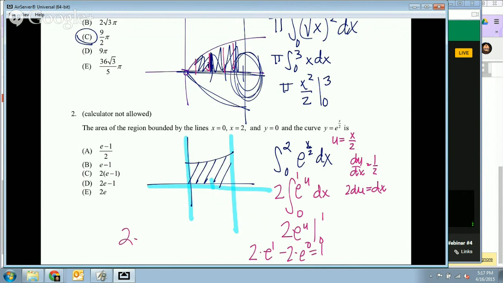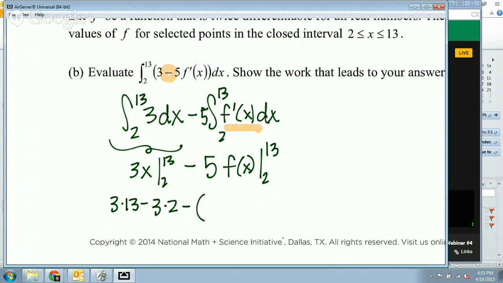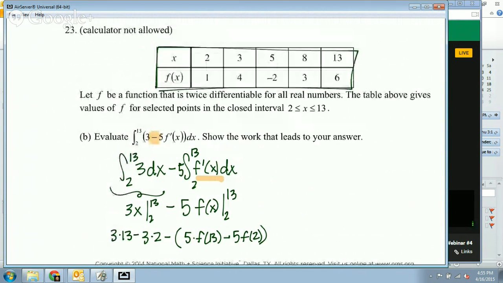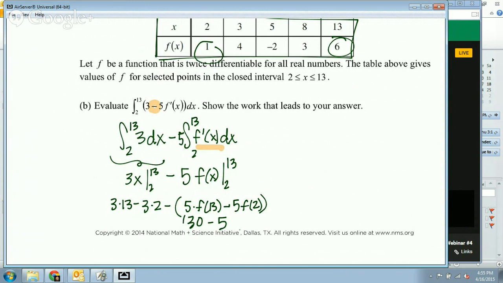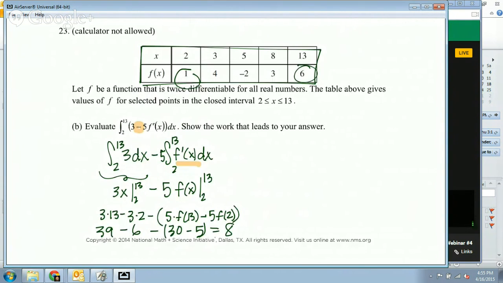So now I have 2e minus 2, minus the quantity, don't forget to put this in parentheses, 5 times f of 3 minus 5 times f of 2. Do I have f of 3 and f of 2? You don't typically see something like this. And so the setup for it is probably the most difficult part. Okay, so if I take a look, I have the region bounded by, and then 39 minus 6, and you can simplify whichever way you want, but in the end you do get a value of 8.